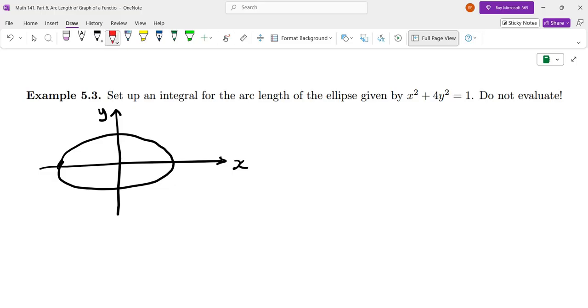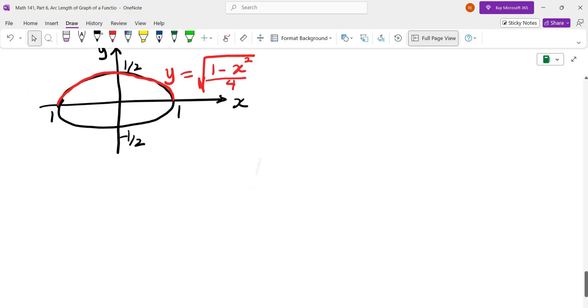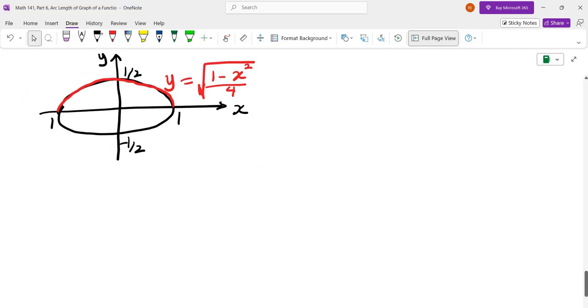So what we can do though is, we know that the intercepts here are 1/2, negative 1/2, and on this side the intercepts are 1. What we can do is we can say, well, the top part is the graph of a function. So the top part is y equals the square root of 1 minus x squared over 4. So that is the top part. So we can use the formula for the top part and then double that.